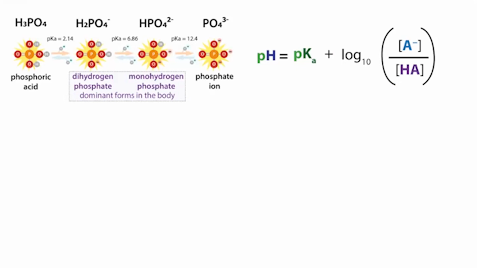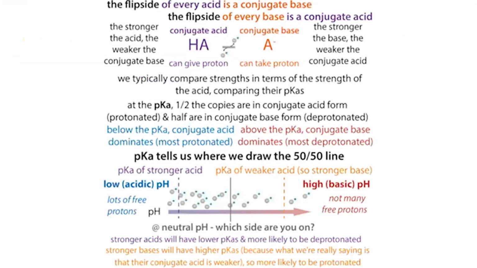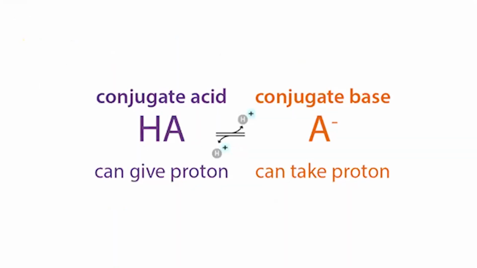But the bottom line is that each acid has something called a pKa, which is the pH at which half of it is going to be the protonated form and half of it is going to be the deprotonated form. So acid and base are really flip sides of the same coin, because if something acts as an acid, it gives up a proton, and now it's going to become its conjugate base. And if something accepts a proton, now it's going to go back and be the conjugate acid.